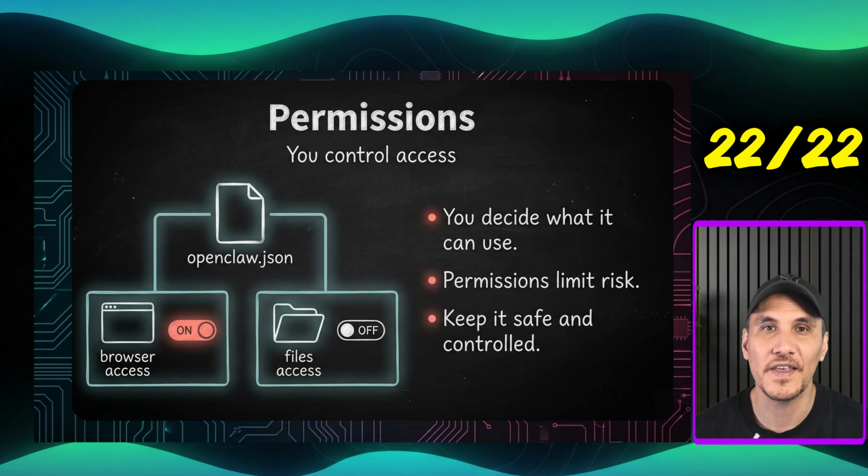A good way to think about permissions is like giving out keys. You don't hand over every key you have, you only give access to what's necessary. And you can combine this with everything we've already covered. For example, you could set up a scheduled task to run regular checks on your system, making sure permissions stay exactly how you want them. The best approach is to start minimal, only enable what your agent needs and expand from there as you get more comfortable. Because in systems like this, control doesn't come from what the agent can do, it comes from what you allow it to do.